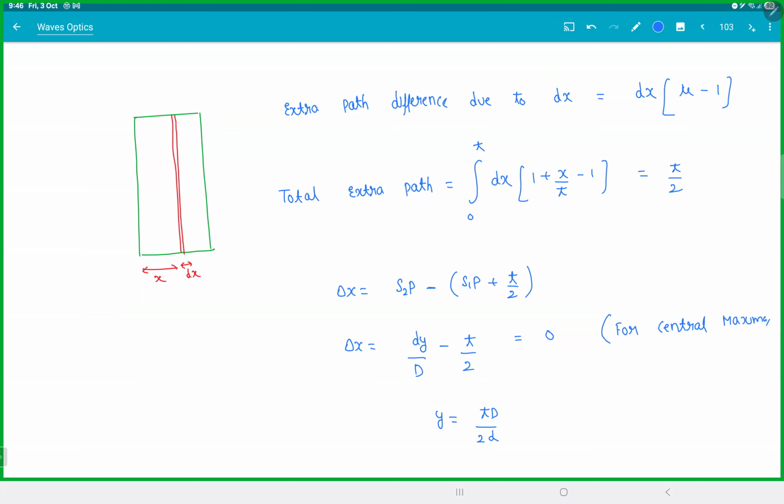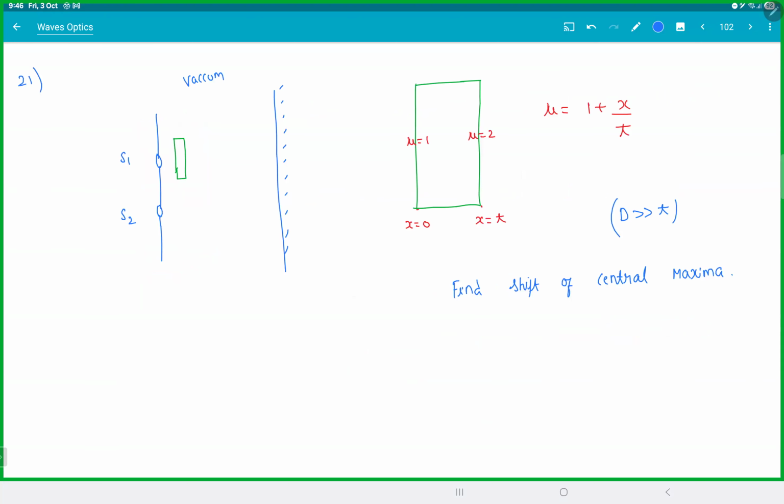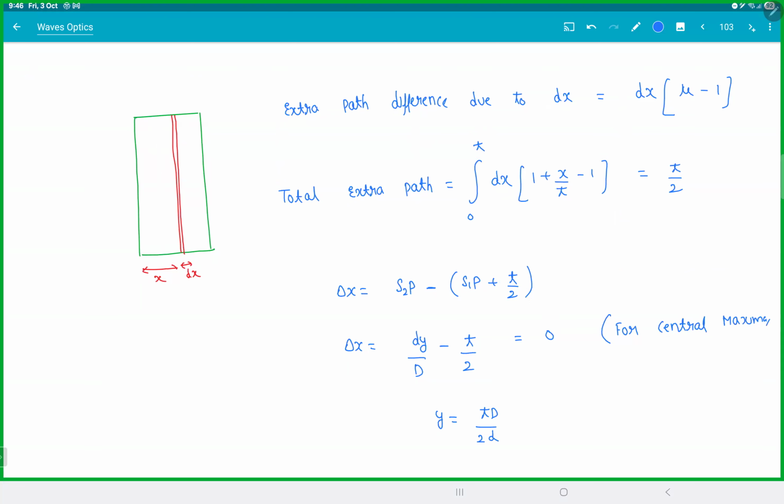Check it out. So the path difference comes for S1P, not S2P. If the slab had been in front of S2, then it would have been S2P plus T by 2. You would have got a minus sign, meaning the central maximum would have shifted downward. So it's important where it shifts. That is one part of it.